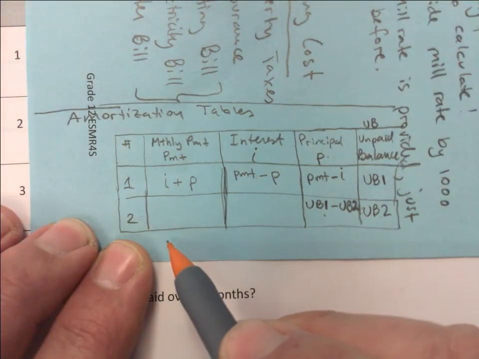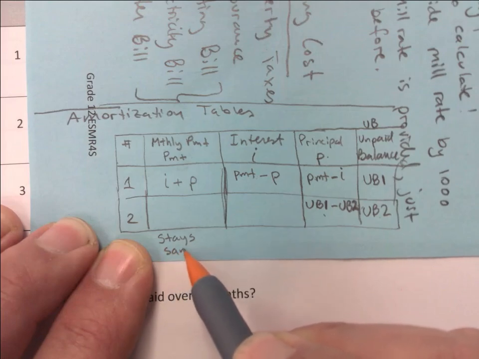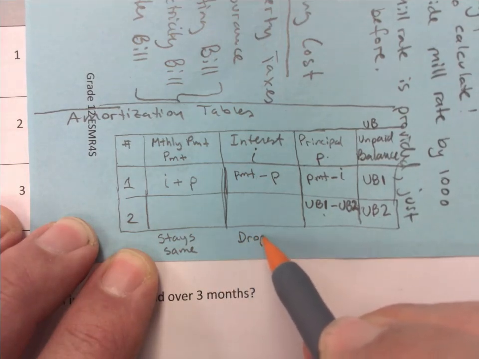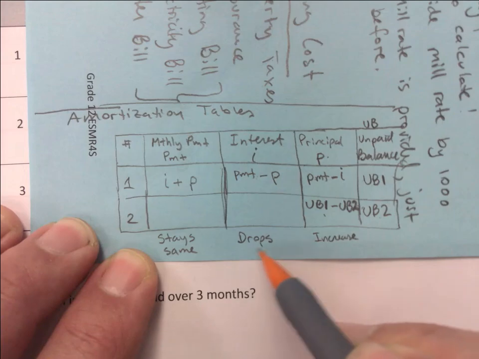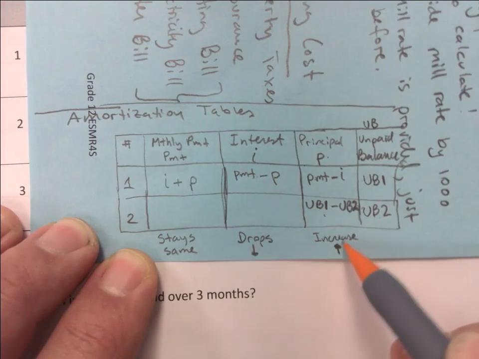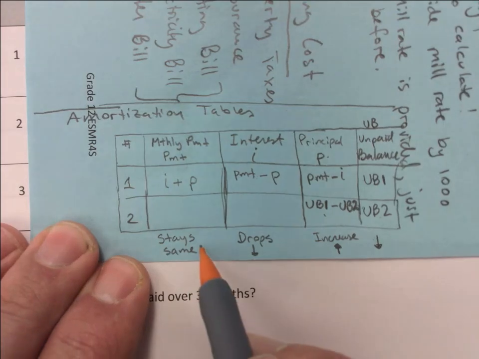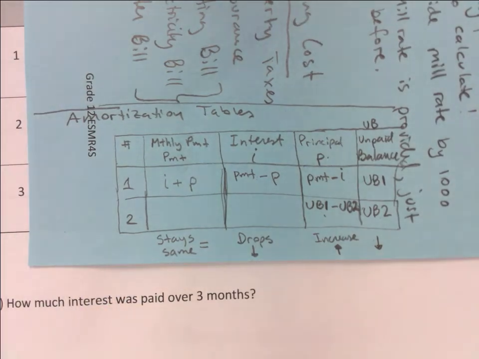And one more thing I would like to say: payment should stay the same. This one drops. This one increases. So this one goes down, this one goes up, like the principal slowly goes up. What about the unpaid balance? What happens to it over time? Down, right? The unpaid balance should be going down. Payment stays the same. This one drops. This one goes up. So that's a pattern you should observe.